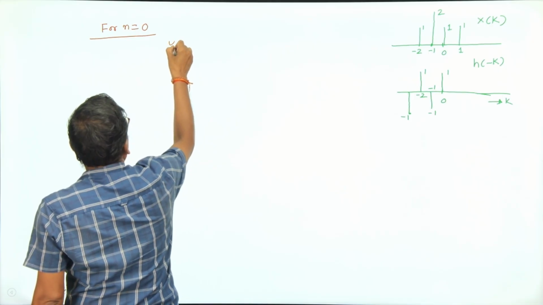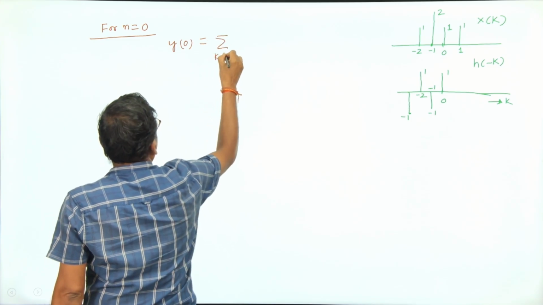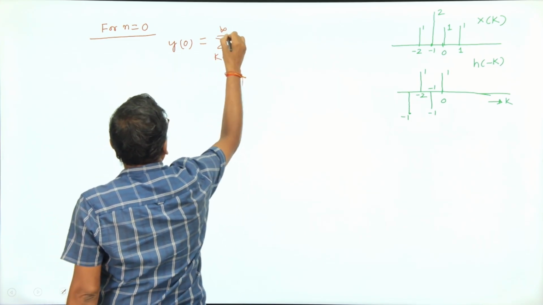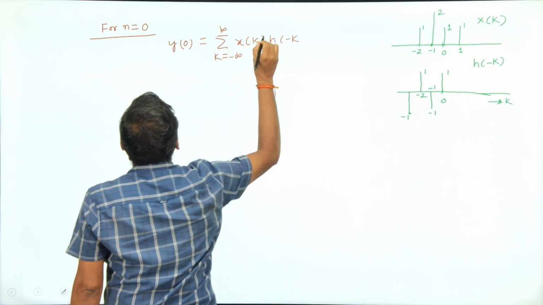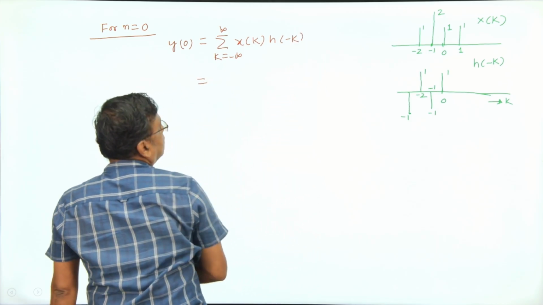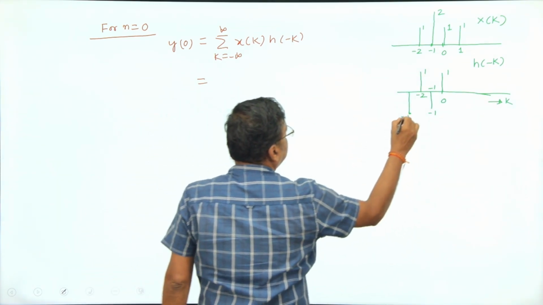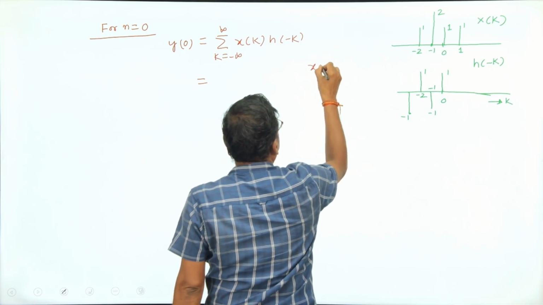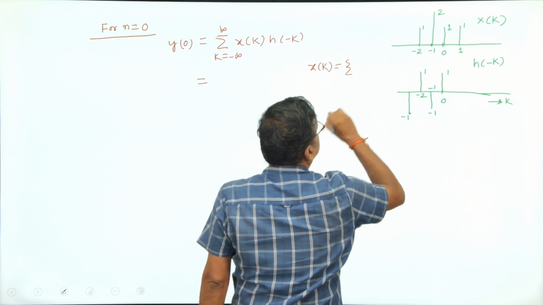For n equal to 0, y of 0 can be obtained, which equals the sum over k equal to minus infinity to infinity of x of k into h of minus k plus 0, that is the same as h of minus k. The value is how much here? Simply multiply x of k and h of k. You may write here for better understanding x of k in sequence representation.